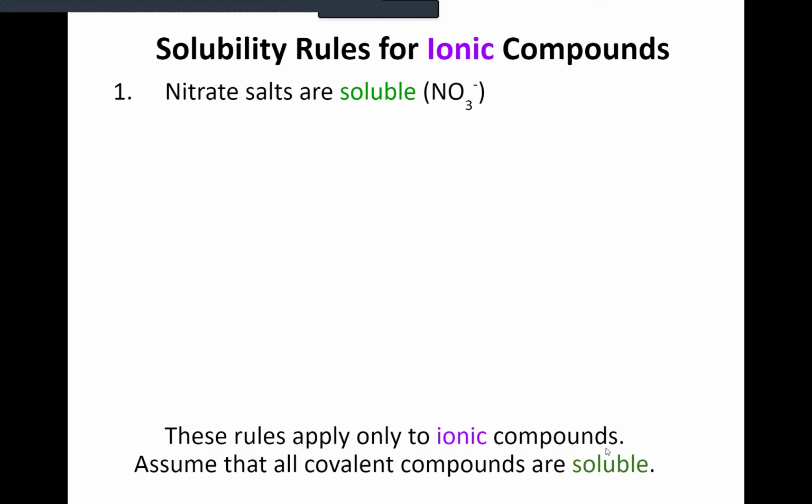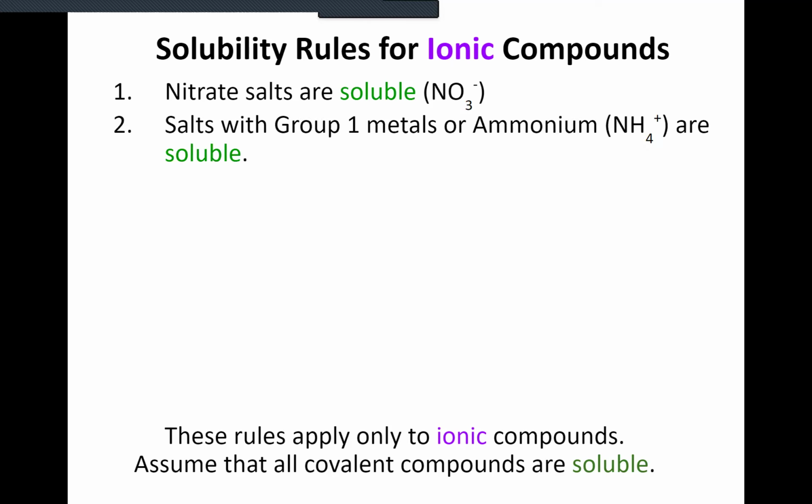Rule 1, and by the way, these are solubility rules for ionic compounds only. You should assume that anything that's covalent, if you were to come across it, would be soluble. That means able to dissolve. So for ionic compounds, rule 1, nitrate salts are soluble. Rule 2, salts that contain group 1 metals or ammonium ion are soluble.